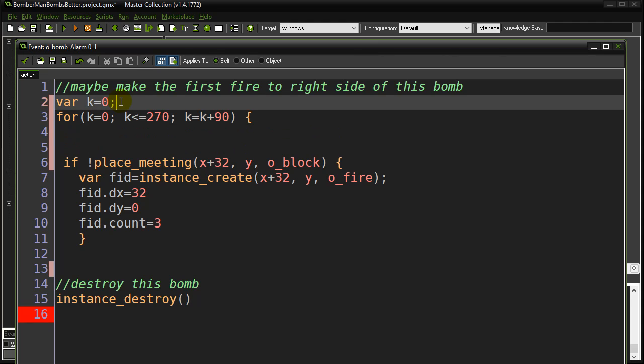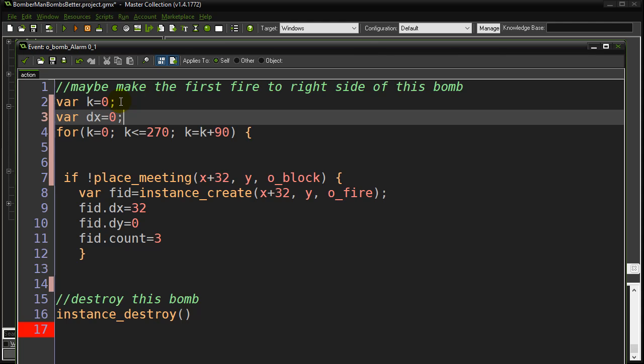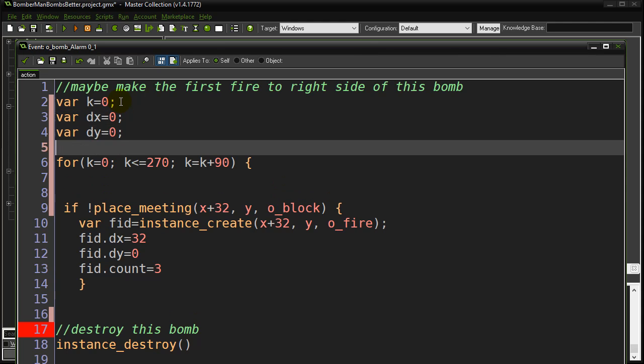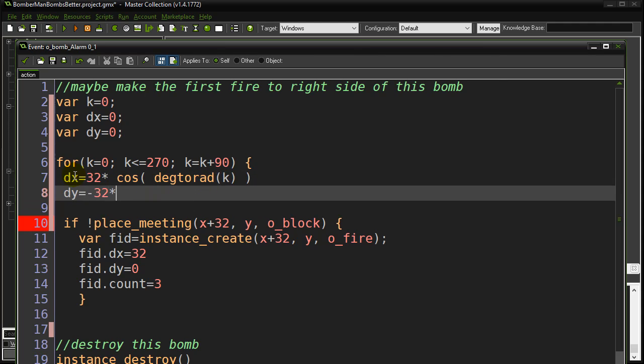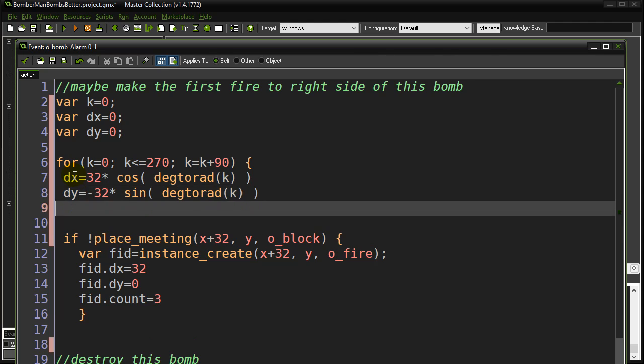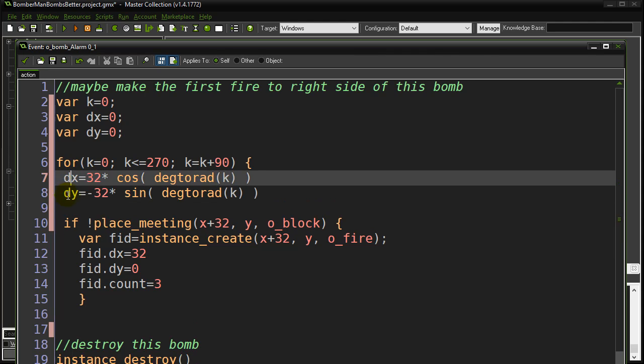I'm just going to make two more variables here. I'm going to make variable dx and I'm going to make variable dy. So I'm still going to use dx and dy. The difference is I want to be able to set them based on the angle. And here's what the little equation is. If you know your sines and cosines, dx is going to be 32 times the cosine of the angle, so the cosine of k. Now, I do have to change this to degrees to radians k, because GameMaker's cosines and sines use radians and not degrees. But that's basically my correct dx and my correct dy value.